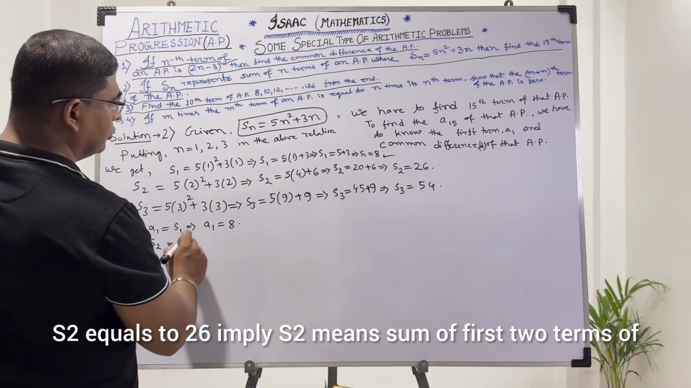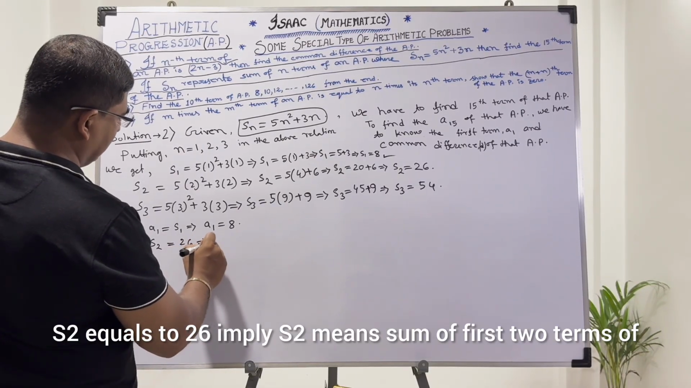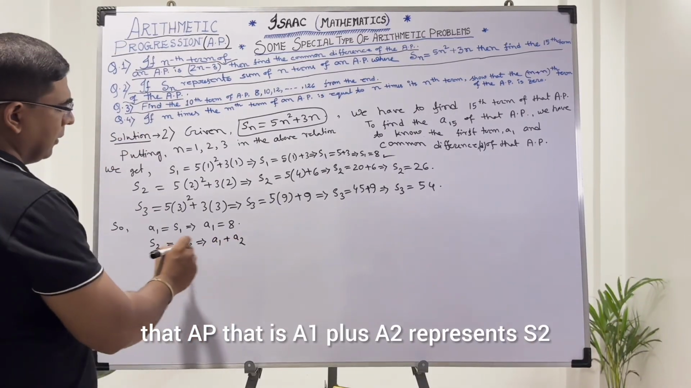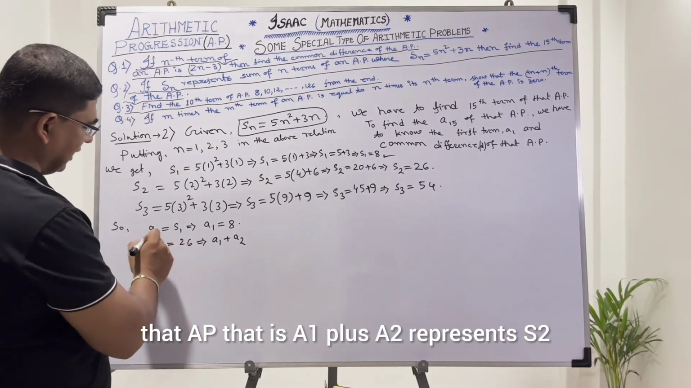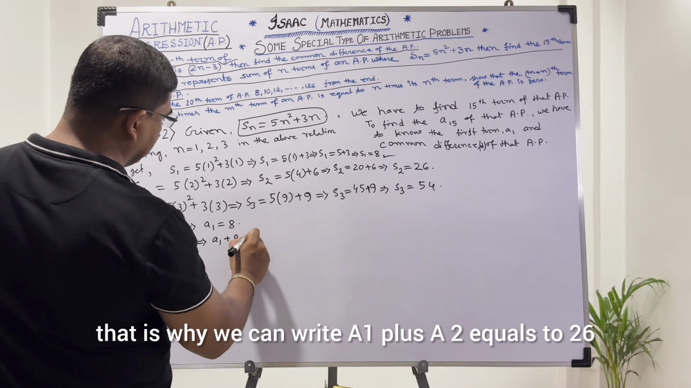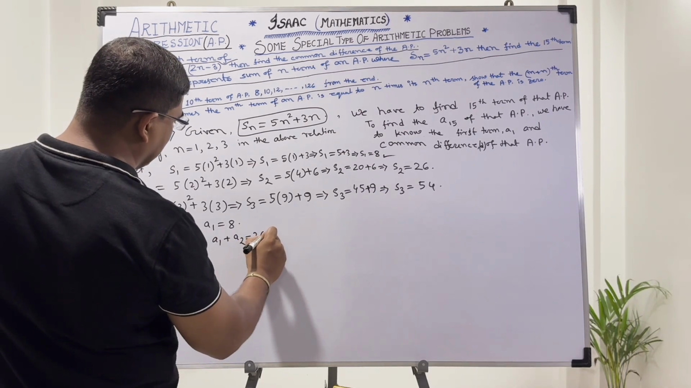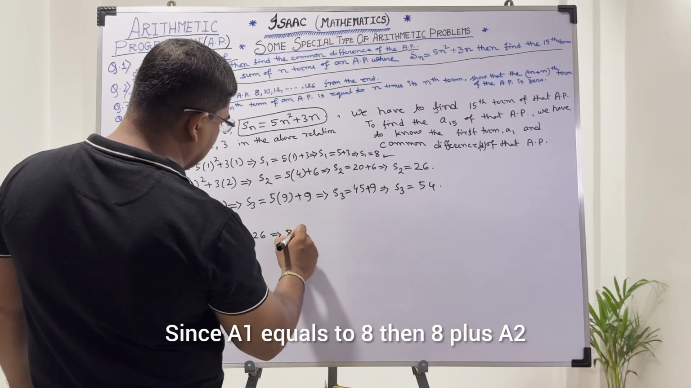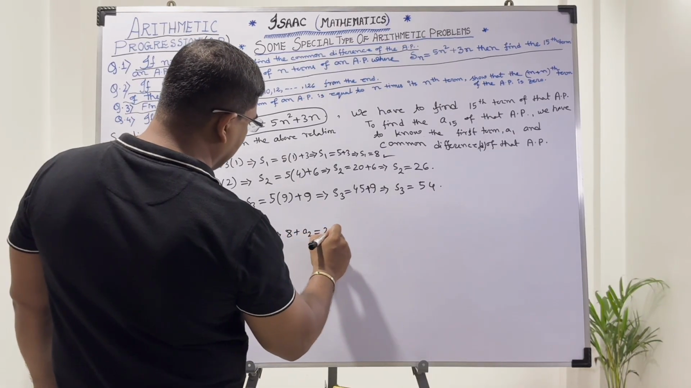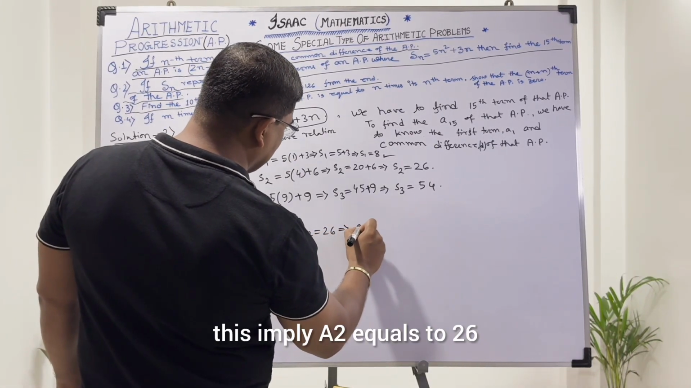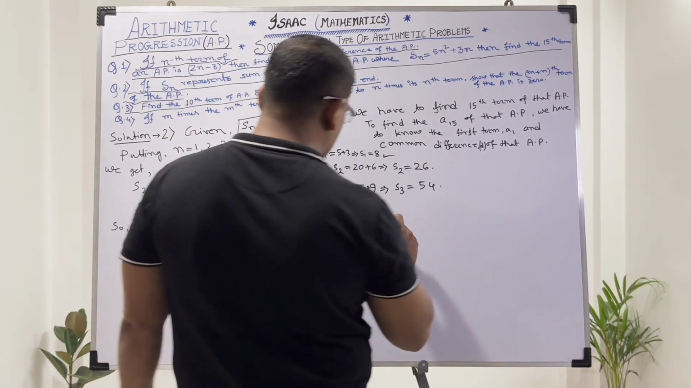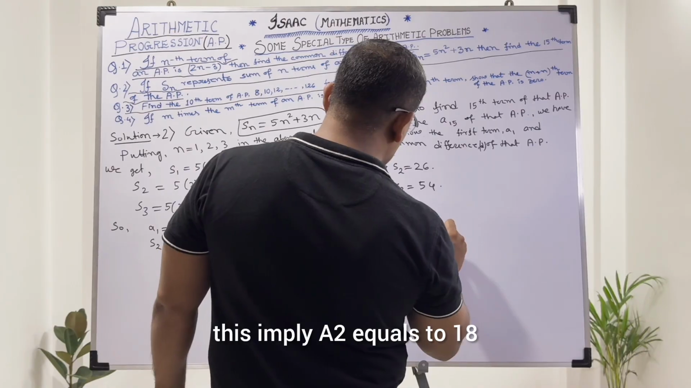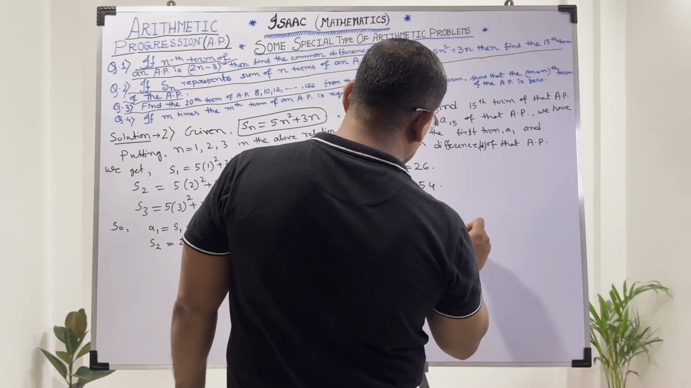S2 equals 26. S2 means sum of first two terms of that AP, that is A1 plus A2 represents S2. That is why we can write A1 plus A2 equals 26. Since A1 equals 8, then 8 plus A2 will give 26. This implies A2 equals 26 minus 8. This implies A2 equals 18.